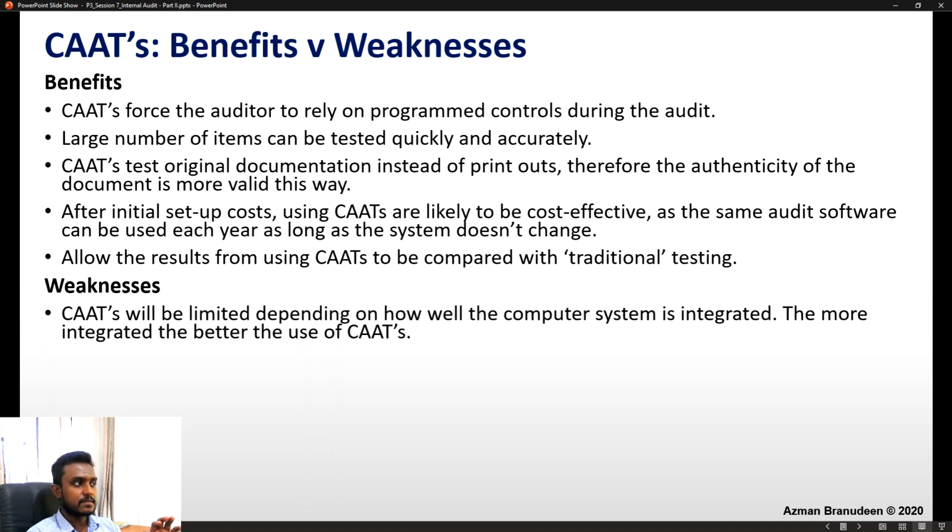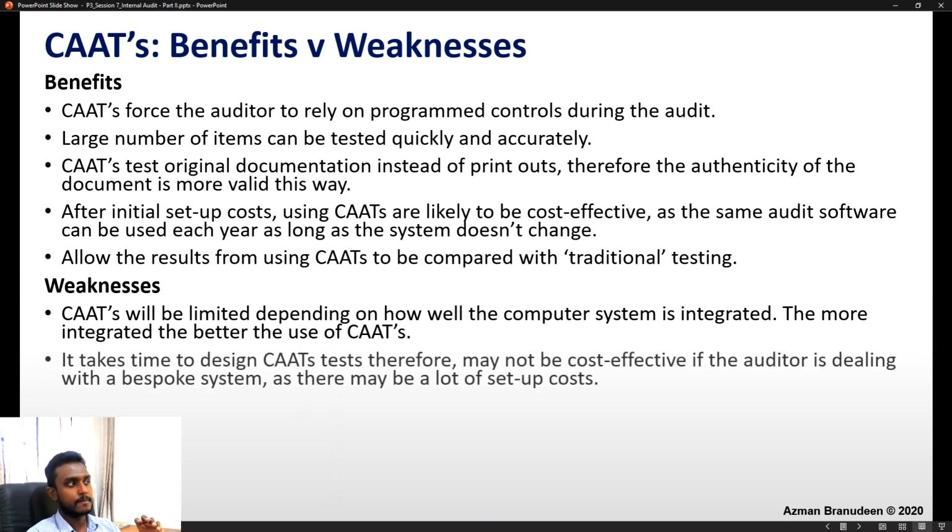In terms of the weaknesses, right? What kind of weaknesses are we exposed to? They will be limited depending on how well the computer system is integrated. Compatibility. The more integrated, the better use. As I said, it takes time to design CAAT tests, right? Especially if you have to specifically tailor make certain tests. And therefore, it may not be cost effective if the auditor is dealing with a bespoke system, as there may be a lot of setup costs.